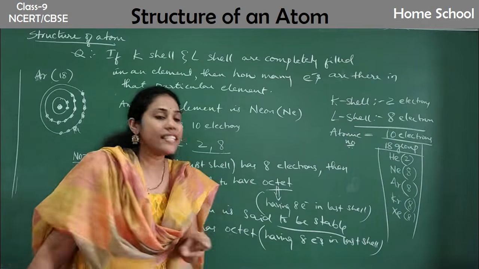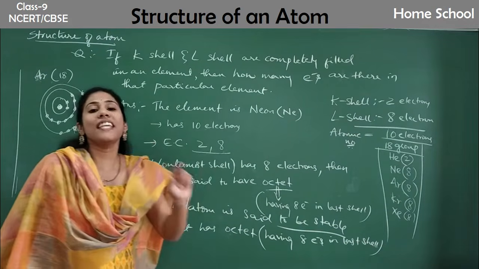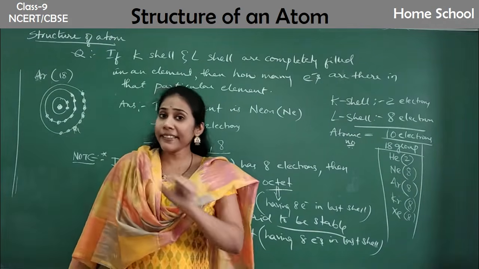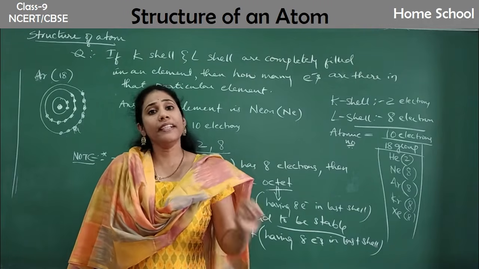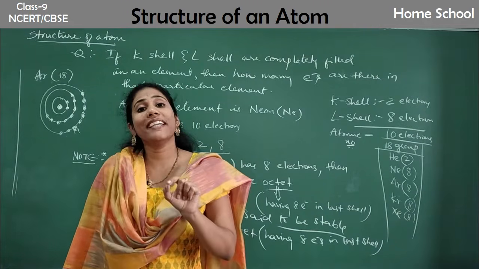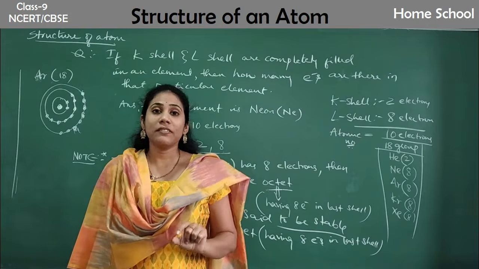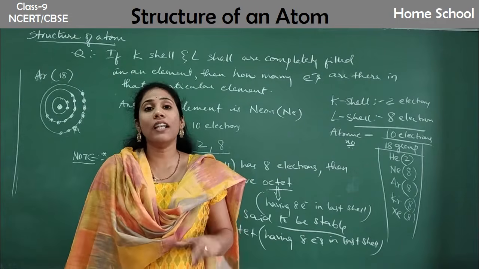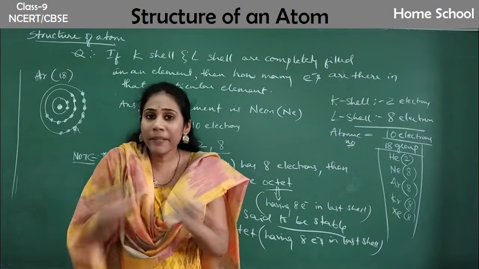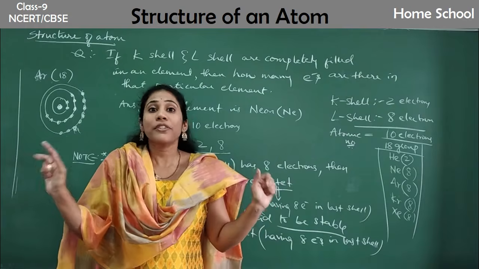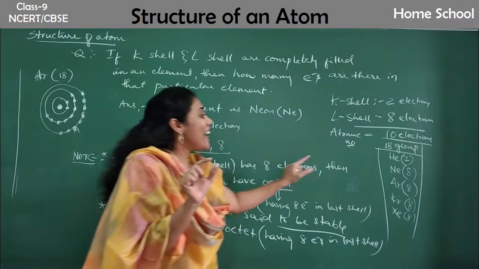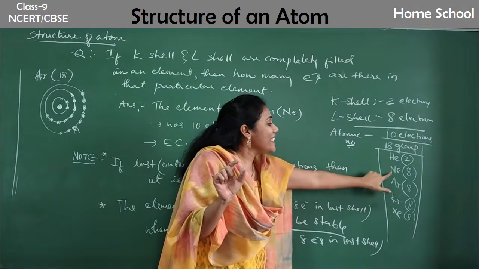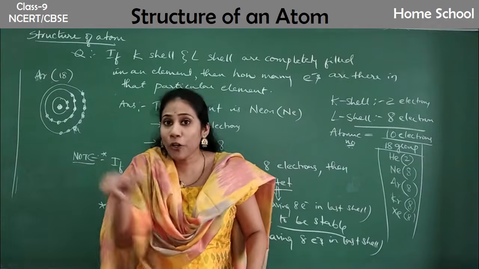That is the reason we say they are the most stable elements. They won't lose electron and they won't gain electron in their chemical reactions. They won't undergo reaction at all because they are already very much happy. Okay, so that is why we say the valency of these elements is 0.